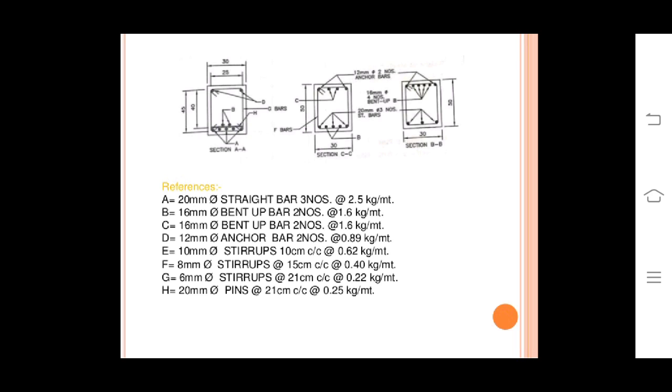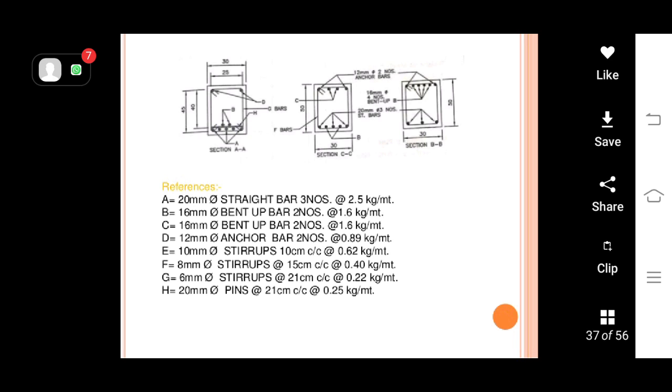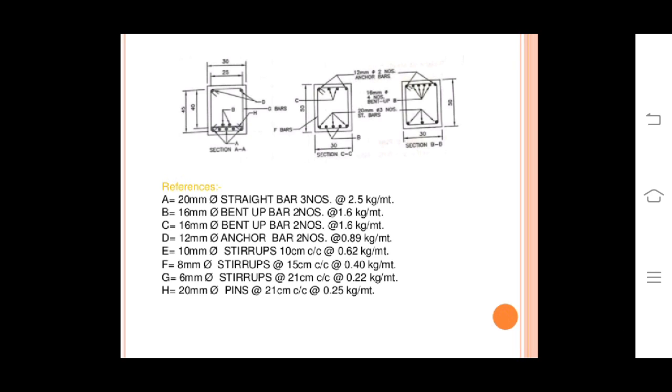A is 20 mm Φ straight bar, 3 numbers, at 2.5 kg per meter. B is 16 mm Φ bent up bars, 2 numbers, at 1.6 kg per meter. C is 16 mm Φ bent up bars, 2 numbers, at 1.6 kg per meter. D is 12 mm Φ anchor bars, 2 numbers, at 0.89 kg per meter.